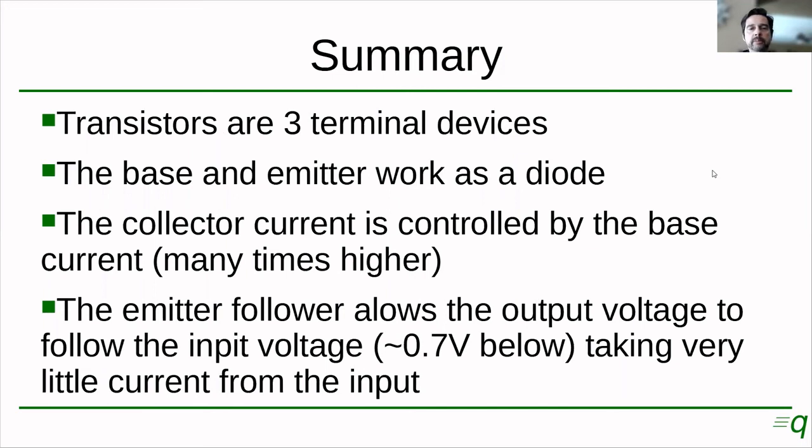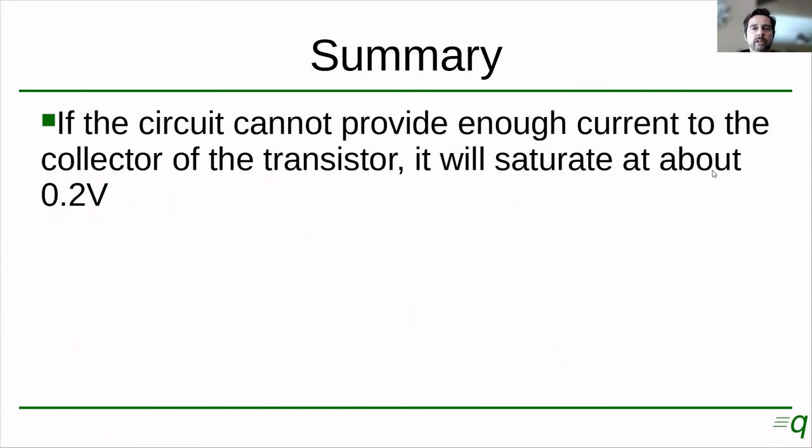We also saw the emitter follower circuit that allows the output voltage to follow the input voltage, although about 0.7 volts below, but it takes very little current from the base or from the input source, right? And that allowed us to make the improved voltage divider and the improved voltage regulator with the Zener diode. And the other thing that we have to keep in mind is that if the external circuit cannot provide enough current, the collector of the transistor will saturate at about 0.2 volts.